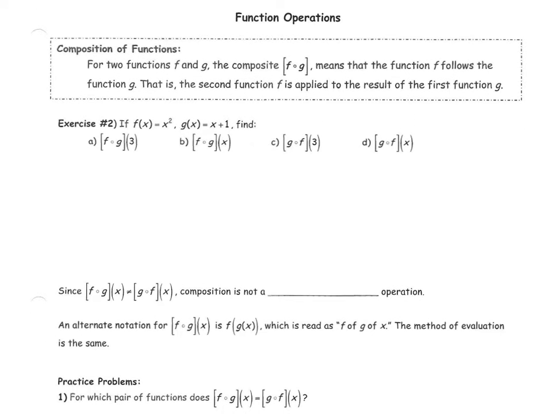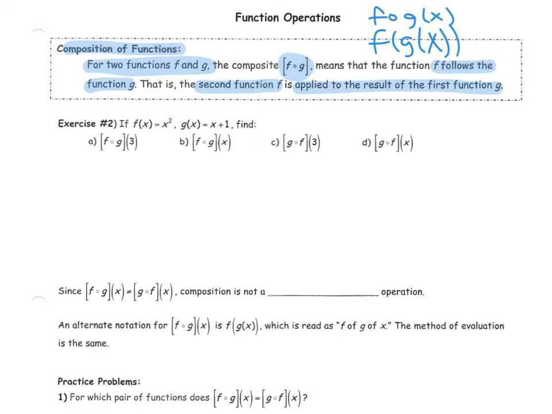So hopefully remember how composition of functions work. For a composition of functions, I'm just going to read off of our definition here. For two functions, f and g, we write this as the composition f of g, meaning that f follows the function g. Okay, so the second function f is then applied to the first function of g. So another way that we can write this could have been f of g of x. Let me write it out correctly. F of g of x. Okay, that could have also been written like that, as well as this. These both mean the same thing.